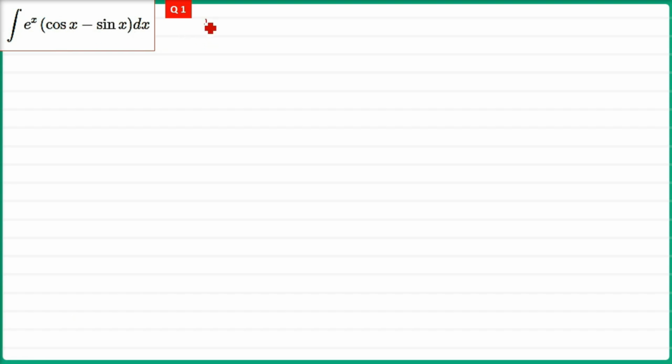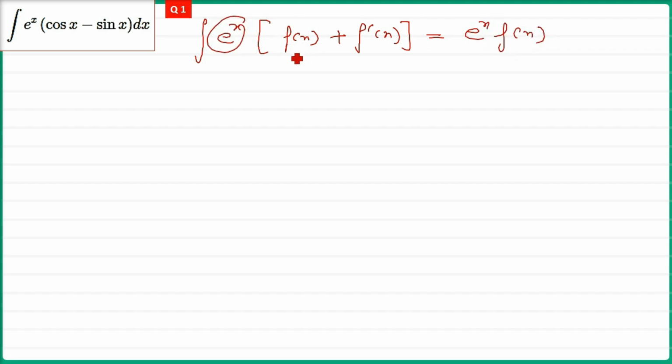Now the formula is e raised x followed by f(x) plus f dash x. That is, there is a function. We write that function and then we write the differentiation of that function. And we multiply it with e raised x. And the final answer or the result will be e raised x into f(x) plus constant of integration. So this is what we are going to follow in this question.